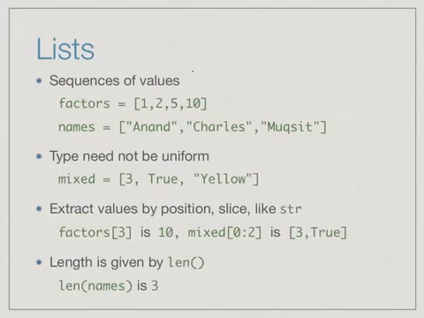As with a string, the length of a list is given by the function len. So len of names is 3 because there are 1, 2, 3 values in names. So remember that length is just the normal length, whereas the positions are numbered from 0 to n minus 1.